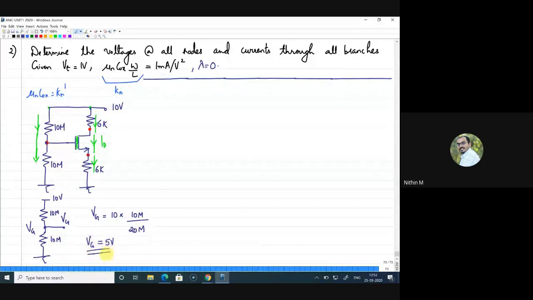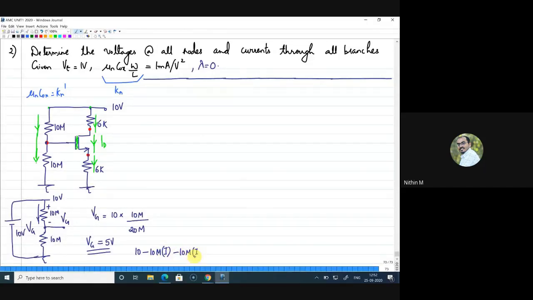So for those who are wondering how I have written this equation, we can just write a KVL here. How will I write a KVL? This means it is connected in this form. This is 10, right? So when I write a KVL, it is 10. Now current is flowing in this direction, so it is giving plus minus. So 10 minus 10 mega into that current minus 10 mega into that current is equal to 0.